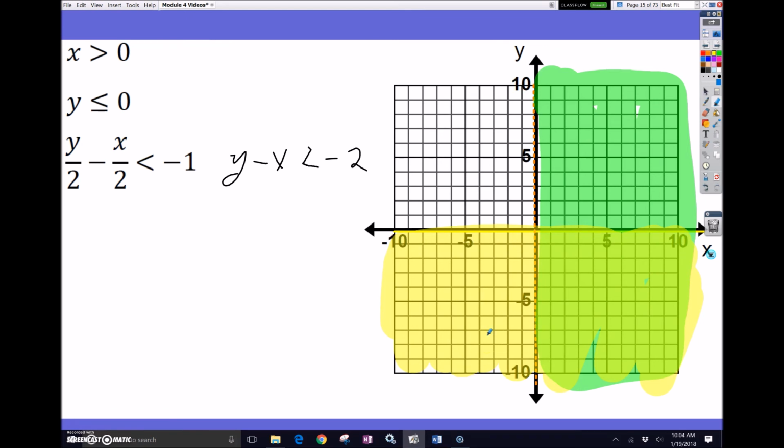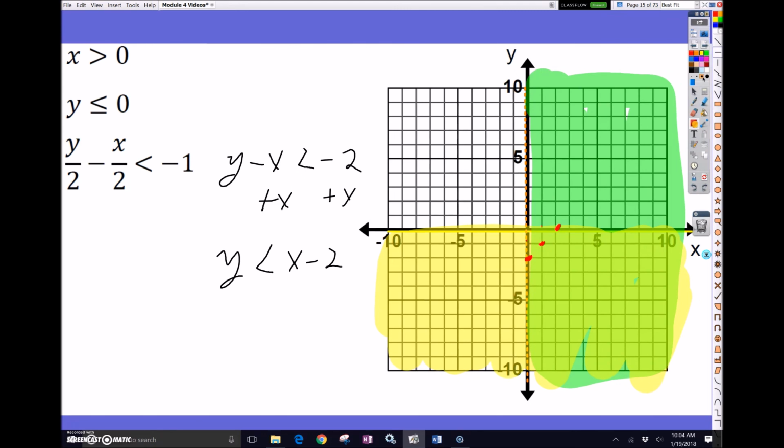I still got to graph this. X minus y is less than negative 2. I can do that by converting that quickly into y equals mx plus b form. This would be y is less than positive x minus 2. So if I go down to negative 2, and then I just go up 1 over 1, up 1 over 1, I then can draw my red line. This would be a dotted red line. And it would look something like this.